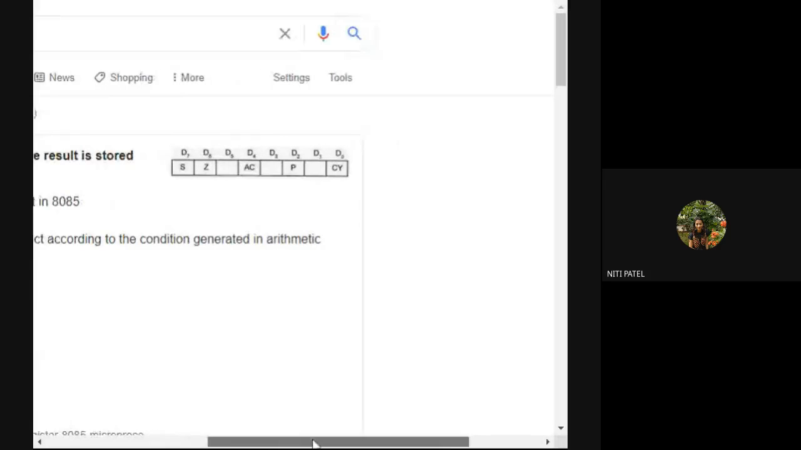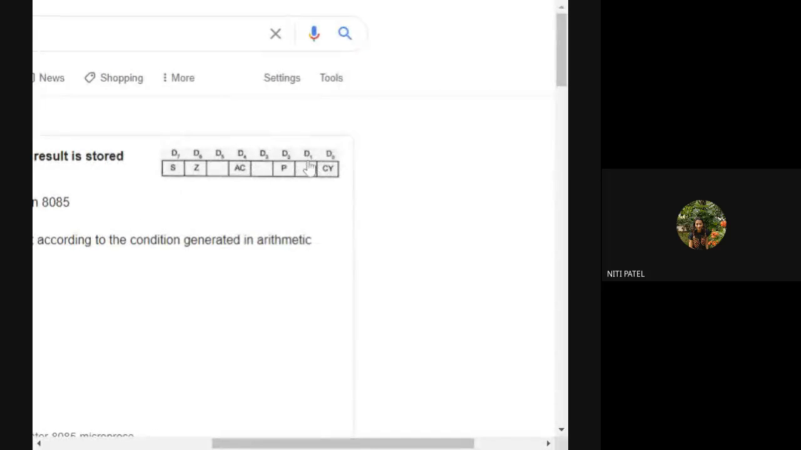Can you see this part? D0, D1, D2, D3, D4, D5, D6, D7. So what are these? These are nothing but the condition codes. Now the one which I am showing you is for 8085. Similarly, we will also see it for 80386. For now, let us understand first for 8085 so that it becomes easy for us to understand 80386.